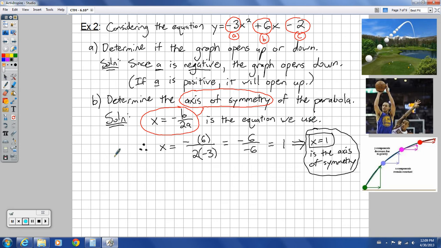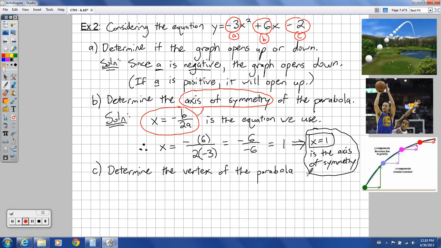So that is my answer. If I'm going to graph that, which I will get to in a little bit, we'll get there. I know you're just dying to graph it, so just hold on. We'll get there. But we will use that line, x equals 1, for the axis of symmetry. Now, part C, determine the vertex of the parabola.